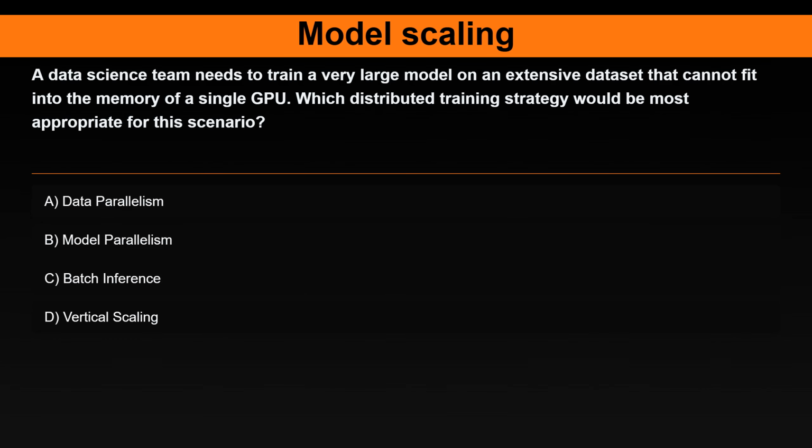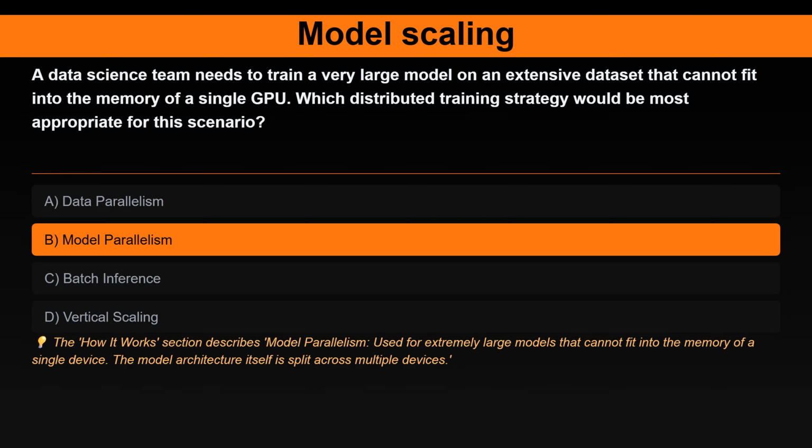Question 18. A data science team needs to train a very large model on an extensive dataset that cannot fit into the memory of a single GPU. Which distributed training strategy would be most appropriate for this scenario? Option A. Data parallelism. Option B. Model parallelism. Option C. Batch inference. Option D. Vertical scaling.